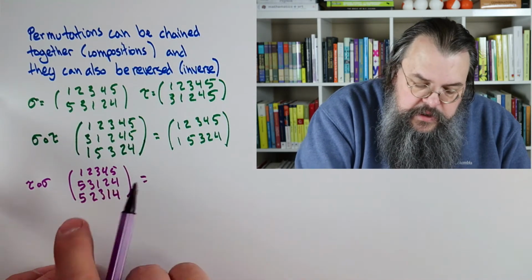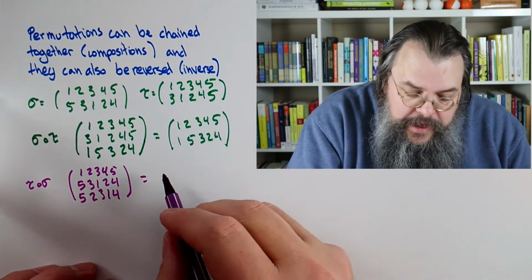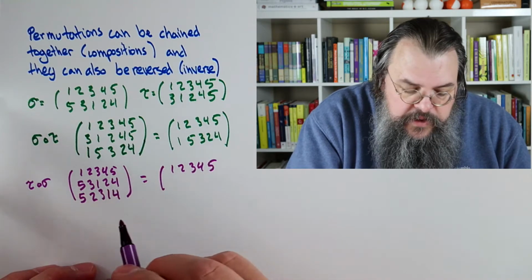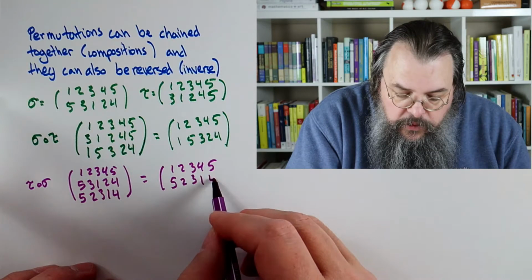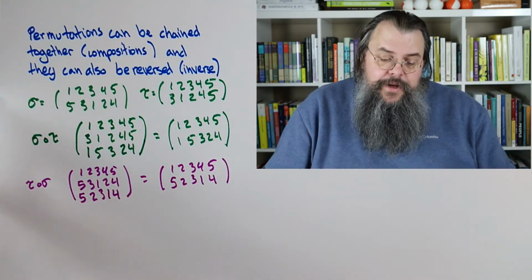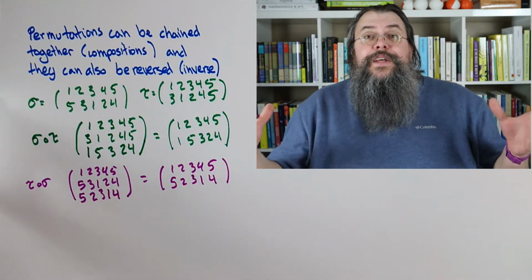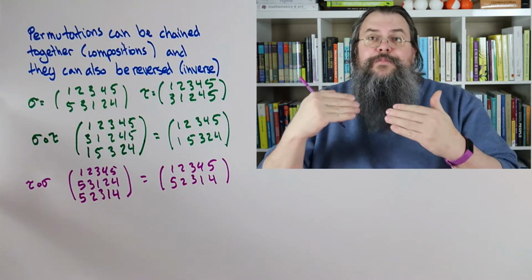And, okay, again, ignore the middle row. That's sort of an intermediate ordering. And what do we get? 1, 2, 3, 4, 5. And underneath, 5, 2, 3, 1, 4. Are they the same? Well, in bits and pieces they're the same, but they're definitely a different order at the end. So this is a case where order matters.